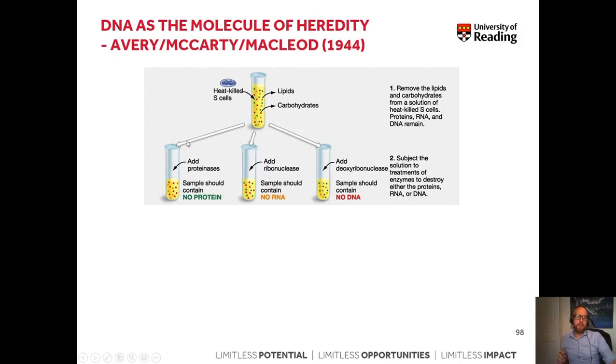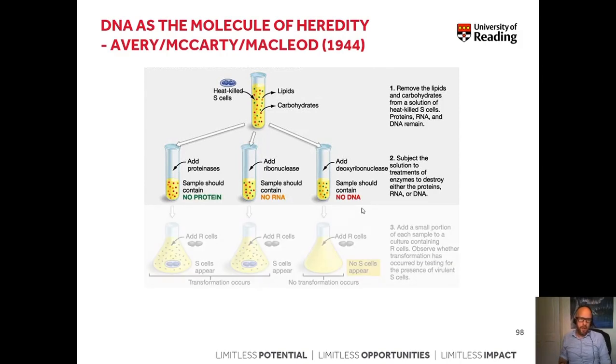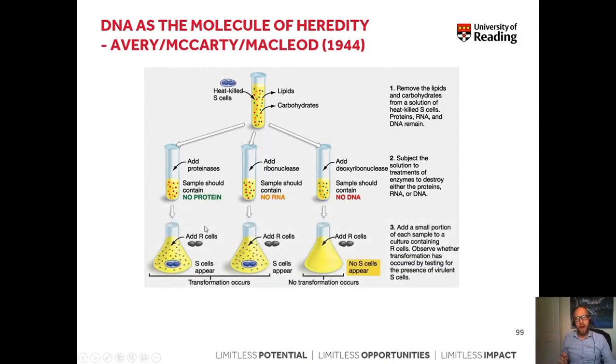In one well, they added proteinases. Proteinases are enzymes that destroy proteins. So this sample did not contain protein. In another well, they added ribonuclease, which gets rid of RNA. So this sample did not contain RNA. And in the last sample, they added deoxyribonuclease, an enzyme which destroys DNA. Then they added R cells to the mixture.